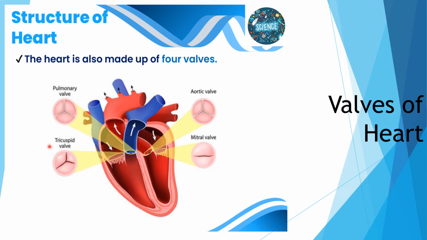This one is the tricuspid valve, this one is the pulmonary valve, this one is the aortic valve, and this one is the mitral valve. These four valves take care of the blood flow in our body.